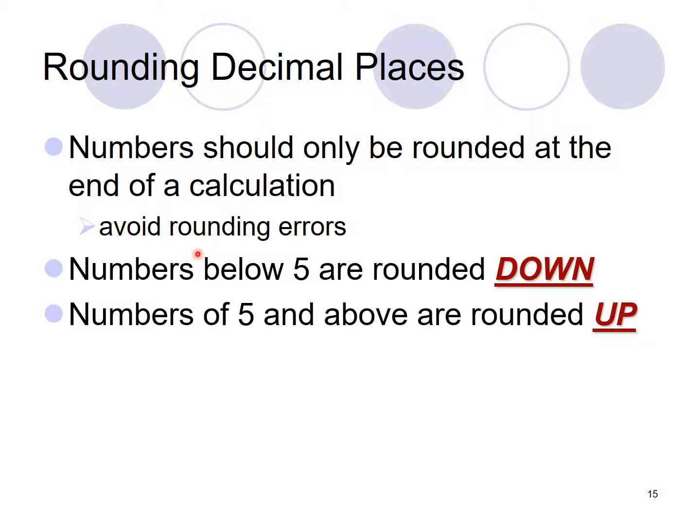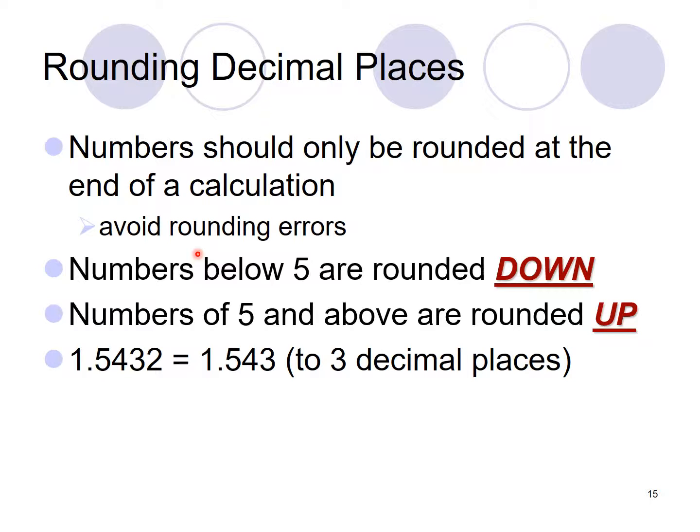Numbers below 5 are rounded down. Numbers 5 and over are rounded up. So for example, to round this to 3 decimal places, we started off with 4 decimal places. We look at this last number here. 2 is in this category here. It's below 5, so it's rounded down. You just remove it from the end.